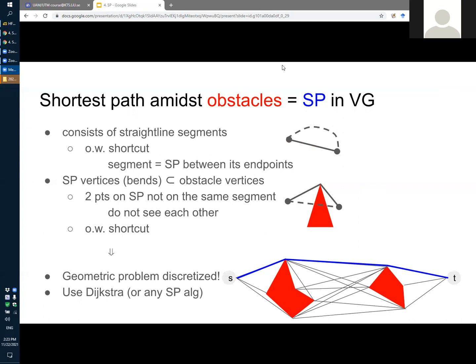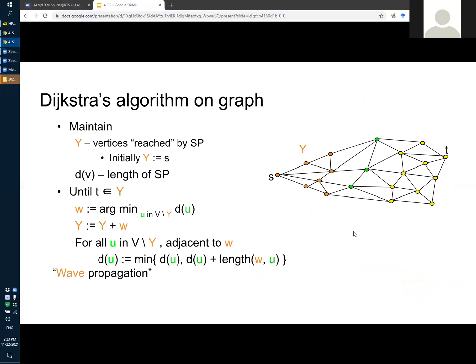And now, if you know how to solve shortest path on a graph, for instance by using Dijkstra or any other algorithm for finding shortest path on a graph, then you can also solve the geometric problem, because you have reduced it to the problem on graphs, the one that you know how to solve. Okay, that's why the visibility graph is important.